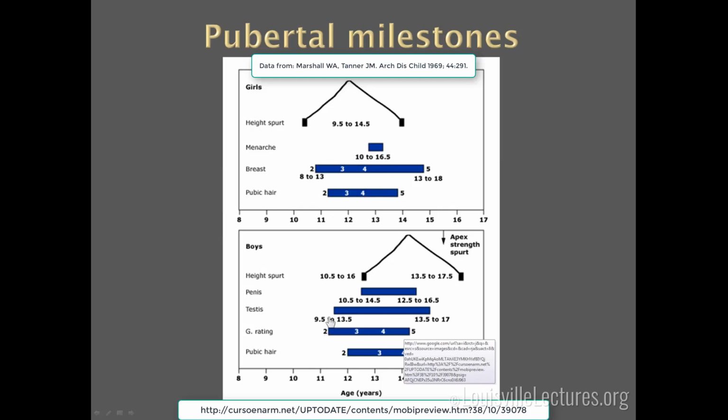Boys start their sexual development with growth of the testis, not very different from the time of breast development. But in boys, the other events are more delayed. Pubic hair growth doesn't occur until after age 12, and the peak height velocity doesn't occur until age 14 or 15.